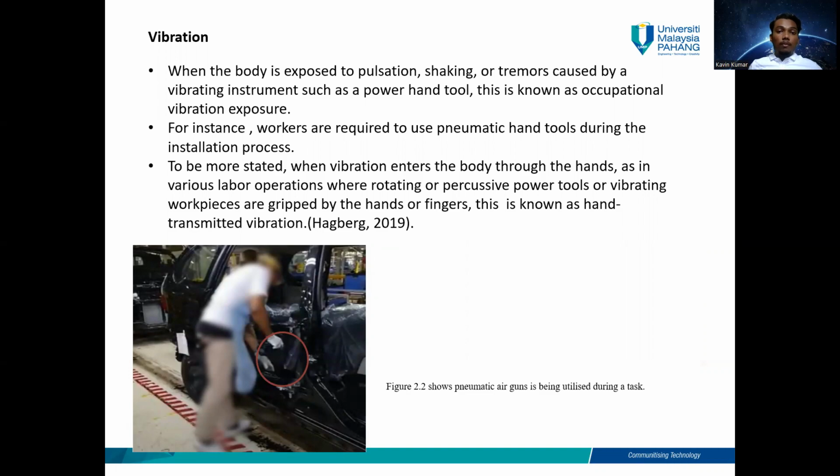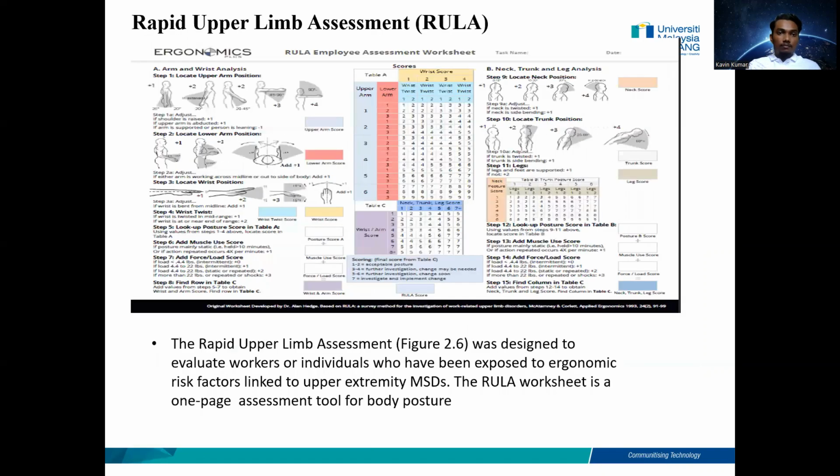To be more specific, vibration enters the body through the hands, as in various labor operations where rotating or percussive power tools or vibrating workpieces are gripped by the hands or fingers. In this case, as we can see in the picture, the usage of pneumatic air guns will give excessive vibration day by day, and it will travel through the arms of the workers, which can lead to MSD as well.